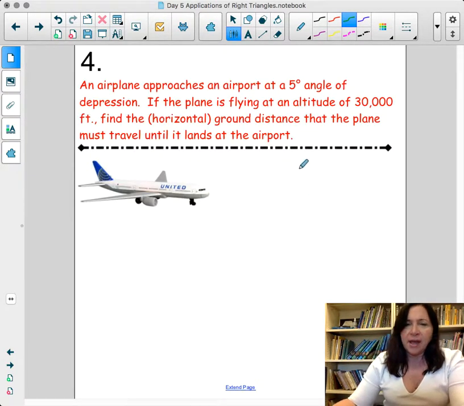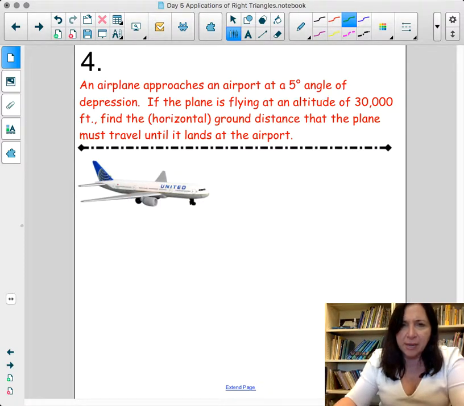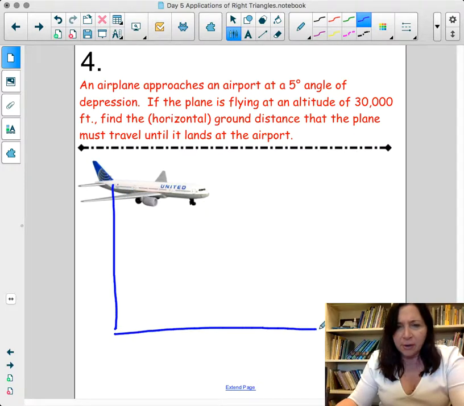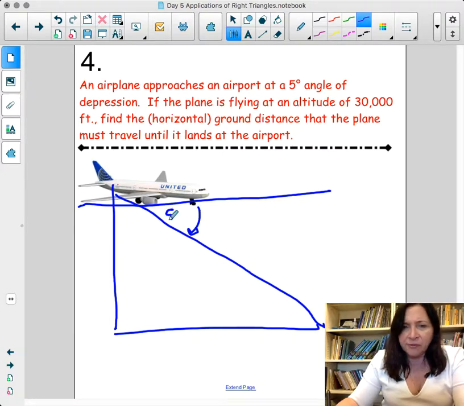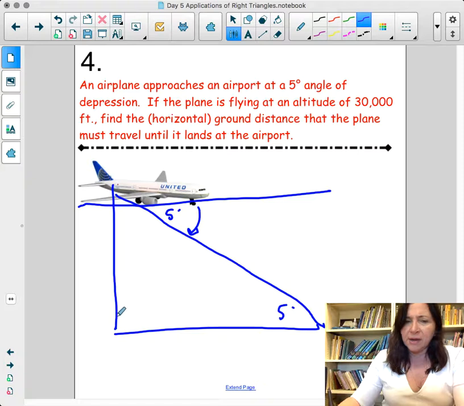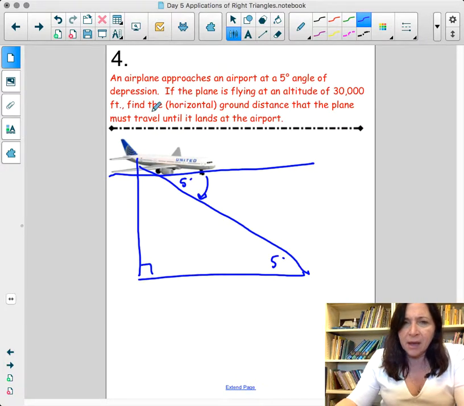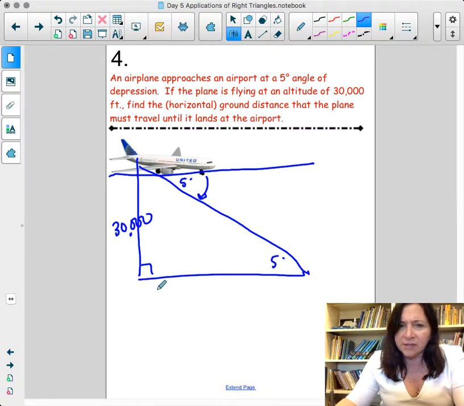For this one right here, we have an airplane that approaches an airport at a 5-degree angle of depression. So again, you would make a graph, okay, and I'm going to make a right triangle here. And remember, your airplane, when it starts approaching, always starts its descent on an angle of depression. So that angle is 5 degrees, which makes this angle down here 5 degrees, okay? The airplane is flying at an altitude of 30,000 feet. Find the horizontal distance. So they want the horizontal distance, that value here.